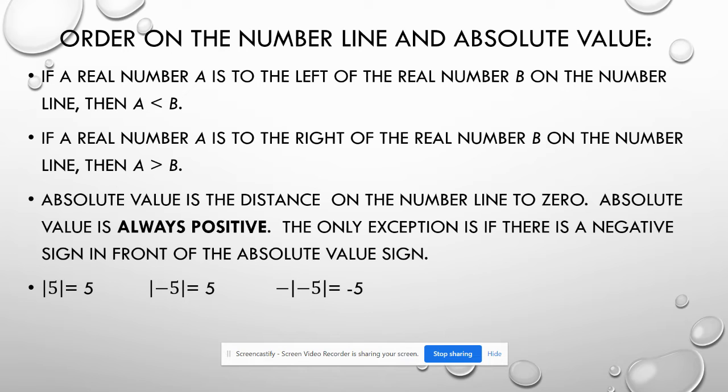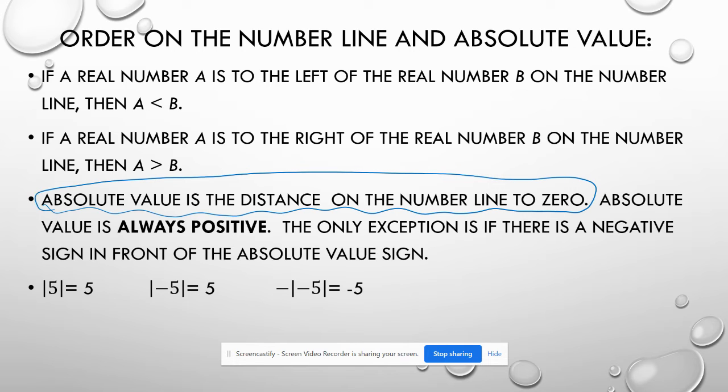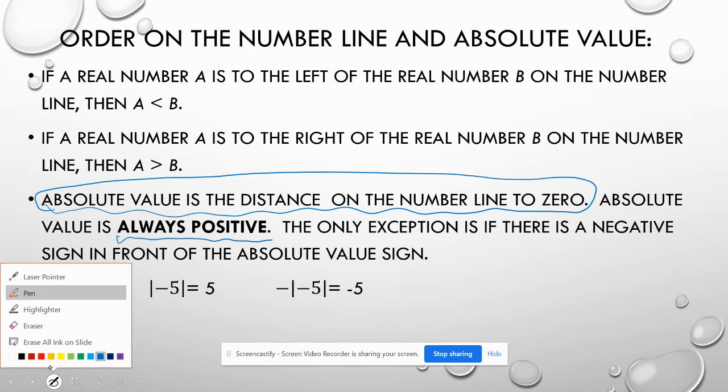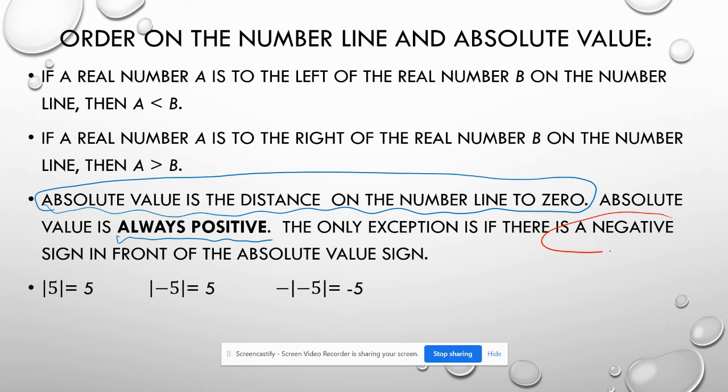Order on the number line in absolute value. Remember, absolute value is the distance on a number line to and from 0. Absolute value is always positive. The only exception is if there is a negative in front of the absolute value sign.